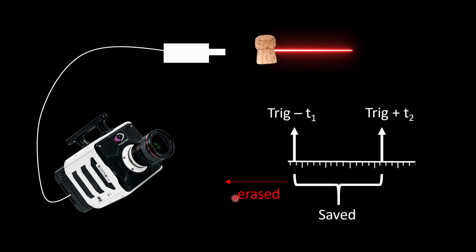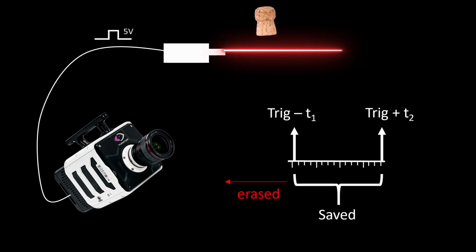The camera erases directly what was filmed before that time, because we don't need these images anymore, because the cork is still inside the bottle. When suddenly the cork pops, a 5-volt TTL signal is sent to the camera as a trigger. Only the time T1 before the trigger and the time T2 after the trigger have been saved.